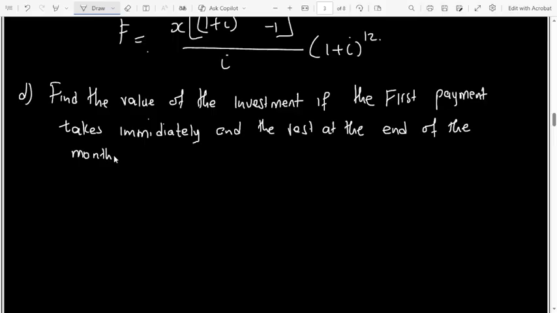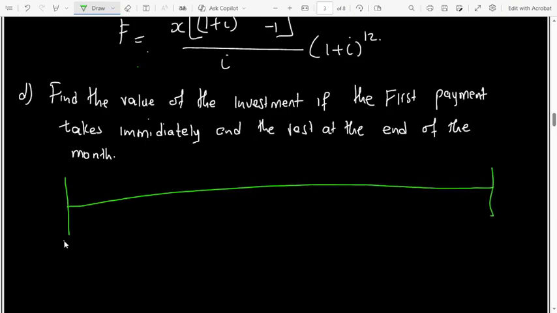So when it is immediately, you draw the number line. Where do we start? I think you already have the answer. At the end of the first month, we used 1. So immediately we're gonna make the first payment at 0. So this 0 is where you're gonna make your first payment. Please, when you see the first payment takes place immediately, just know that you're gonna make your first payment at 0 and the last payment at 36. I hope you guys understand that. So the last payment will be at 36.